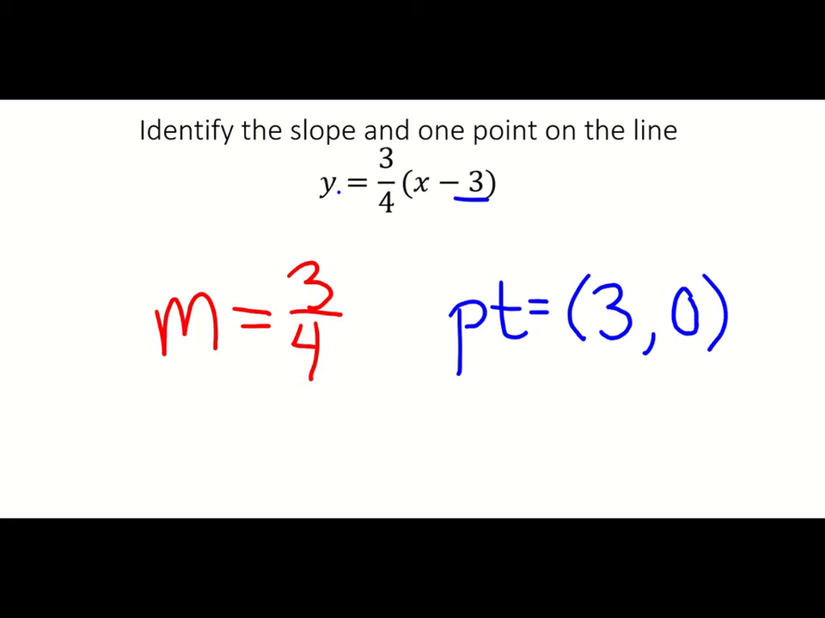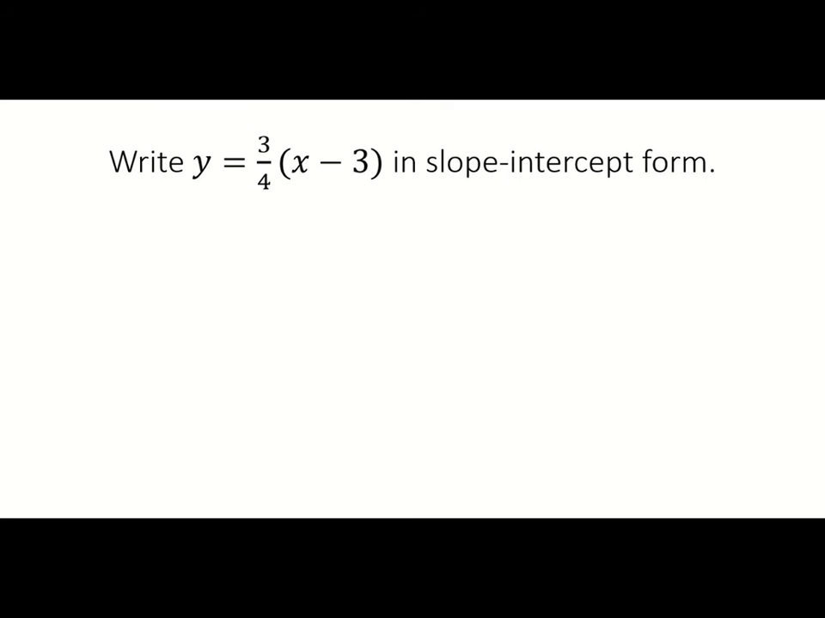The slope is 3/4. So now we're going to take that equation and we're going to write it in slope-intercept form. So what we want to do is start by distributing the 3/4 on the right-hand side. 3/4 times x would be 3/4 x. And 3/4 times 3, I've got to put the 3 over 1 since there's a fraction involved. And then 3 times 3 is 9.